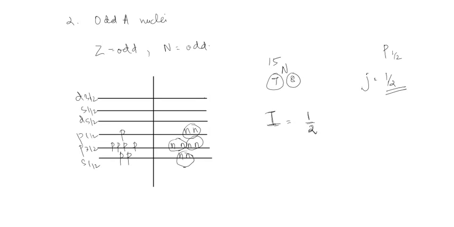Now what is the parity for a P state? Parity is minus 1 raised to L, and for P state L is equal to 1, so parity is negative. So how will I represent the ground state? I pi will be half minus. I hope this is clear.